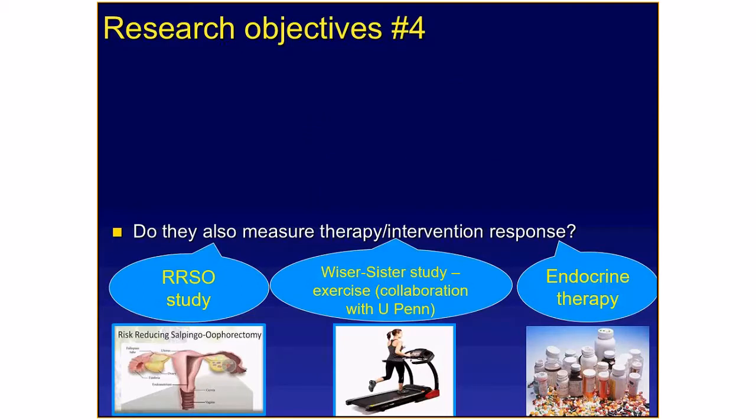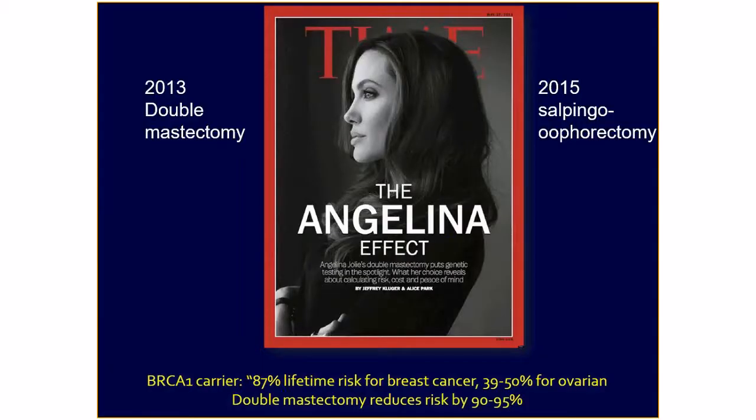The last aim is to look at how BPE has to do with measuring your response to interventions. For example, the first one we call risk reducing salpingo-oophorectomy. You basically take out your ovaries to reduce your ovarian cancer and breast cancer risk. And also, women doing exercise. So let's look at that one.